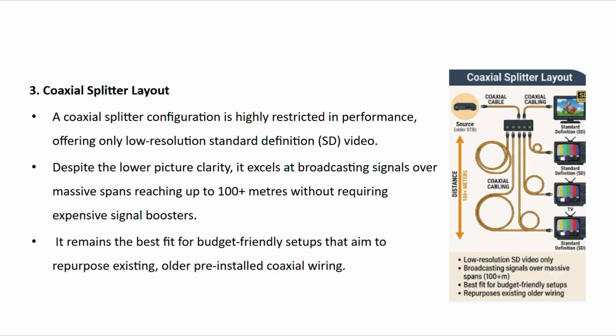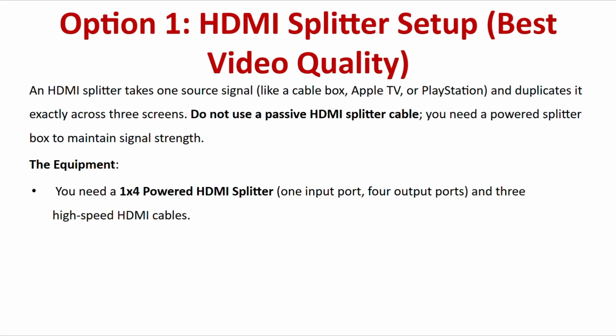Coaxial splitter layout. A coaxial splitter configuration is highly restricted in performance, offering only low-resolution standard definition SD video. Despite the lower picture clarity, it excels at broadcasting signals over massive spans, reaching up to 100 plus meters without requiring expensive signal boosters. It remains the best fit for budget-friendly setups that aim to repurpose existing, older, pre-installed coaxial wiring.